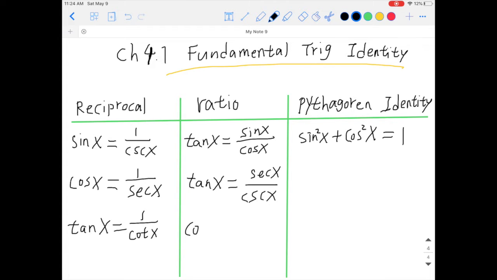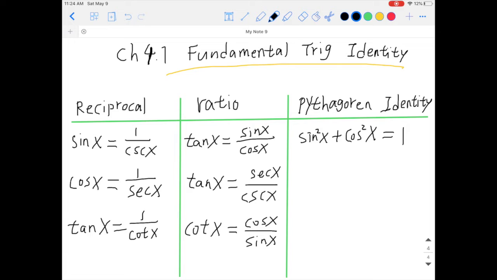And lastly, cotangent is equal to cotangent. Remember, it will be the flip of tangent x. Then in this case, we will flip to cosine x over sine x.